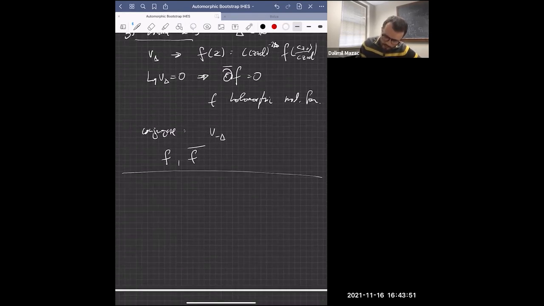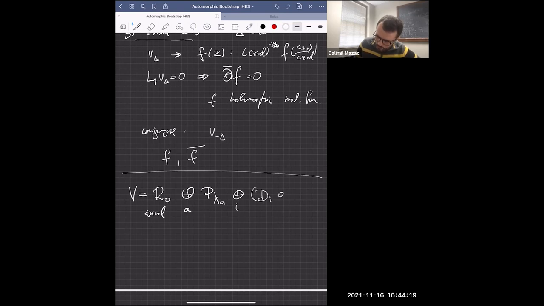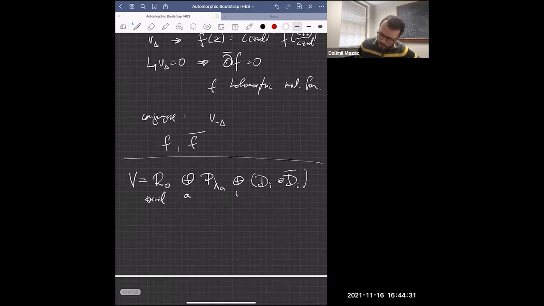To summarize, decomposing V into irreducibles looks like this. There is a trivial representation. Then there is a sum over Laplace eigenfunctions of the Laplace operator on the surface, so there's a sum over some index I, where lambda I are the eigenvalues, of the principal series with that label. And finally, there's a sum over discrete series, where these summands correspond to linearly independent modular forms of weight 2 delta I.